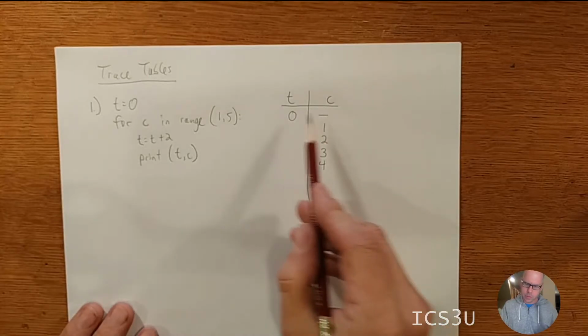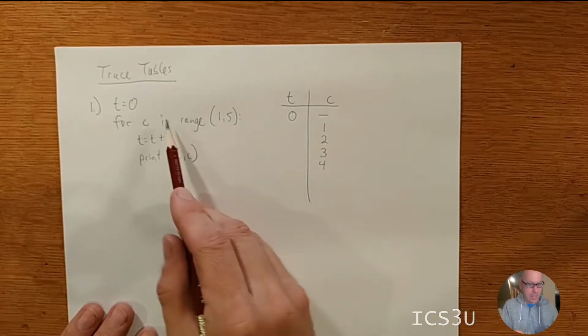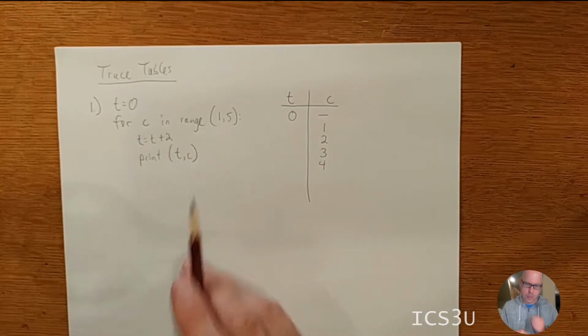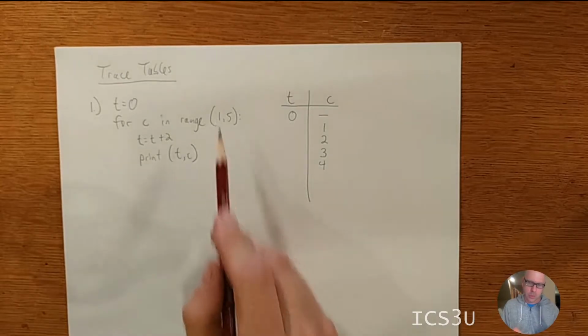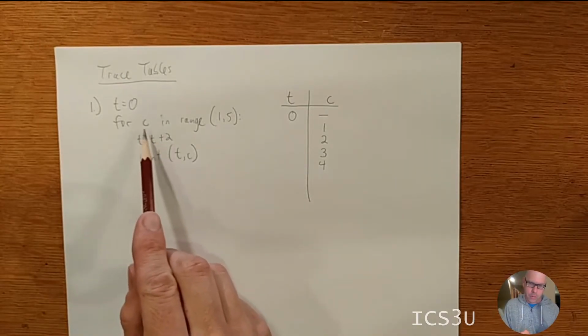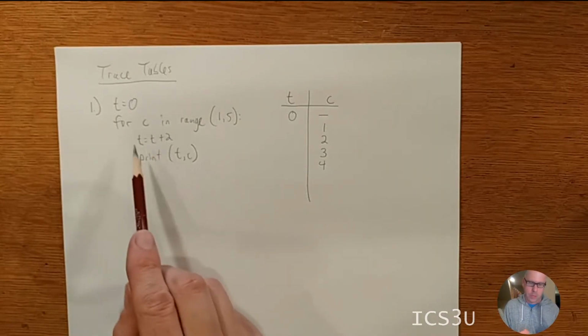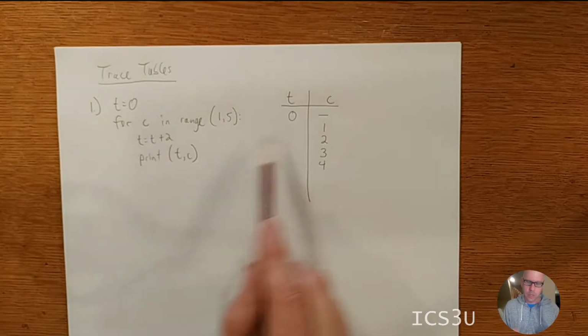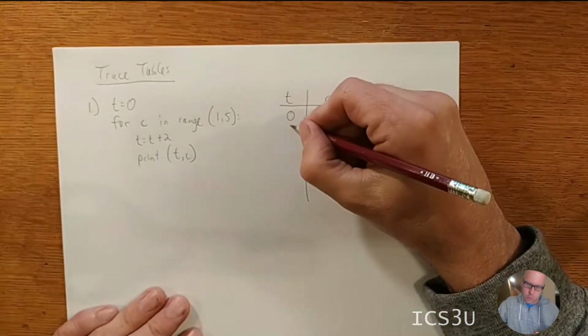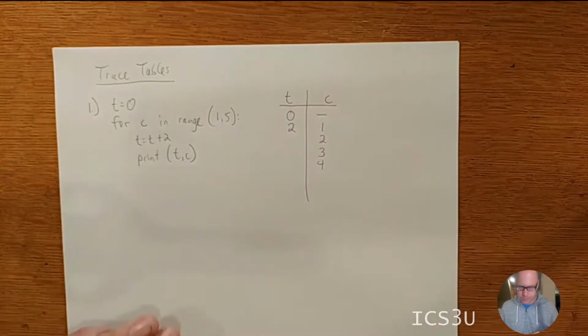So let's see what the value of t is at the bottom of the loop. We always look at what it is at the bottom of the loop after all the lines have been executed when c is equal to 1. So when c is equal to 1, this is the first time that we're seeing that this code is being executed, and t is going to be set to its current value plus 2. Its current value is 0. 0 plus 2 is 2. So we'll put down a 2 there.